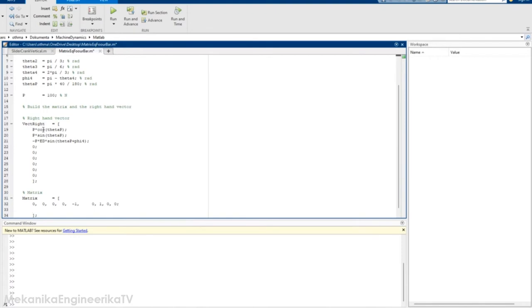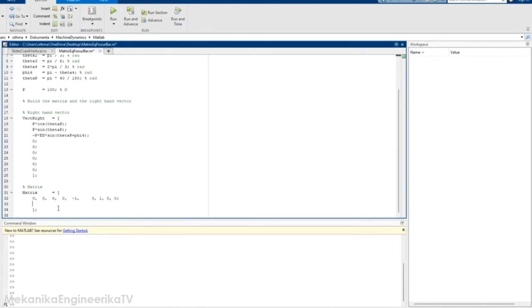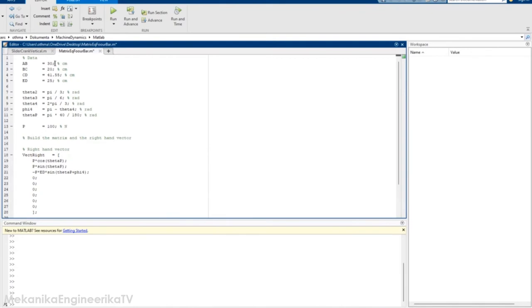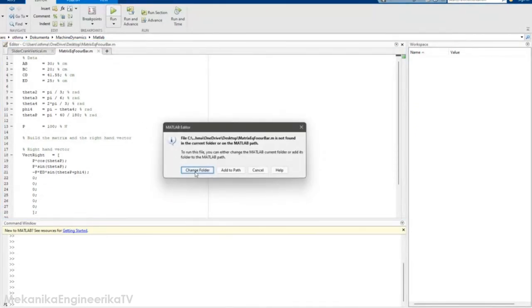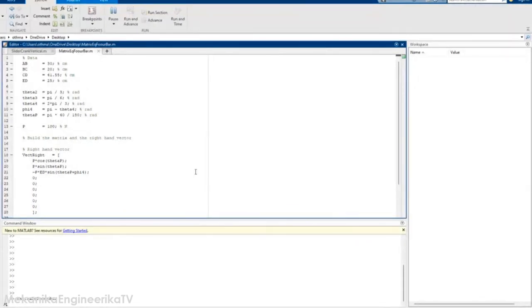If you would like to see what will happen, what I will do is move this semicolon to here. The semicolon at the end of the row tells MATLAB to calculate without showing. If I remove it, it will show the results here. I will show you the difference. So now I will run the program. Here the program has been executed, it's fine, but it doesn't show any result.